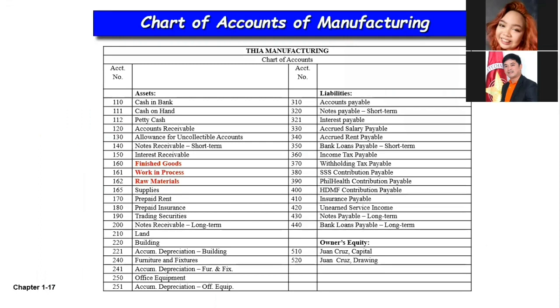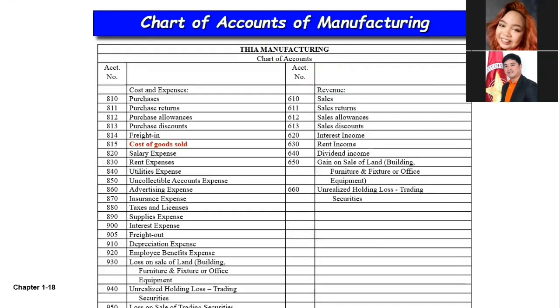And look at the chart of accounts of a manufacturing business. So we have here, naka-highlight po or naka-red po yung only difference niya with the merchandising. Parehas po lahat except for these three. These are the inventories that we have in manufacturing business. We have the finished goods, we have the work in process, and the raw materials. Pero sa merchandising business, we have the merchandise inventory. Okay? And also, sa cost of goods sold, parehas sila na merong cost of goods sold. But then again, the components of the cost of goods sold ng manufacturing and merchandising ay magkaiba.